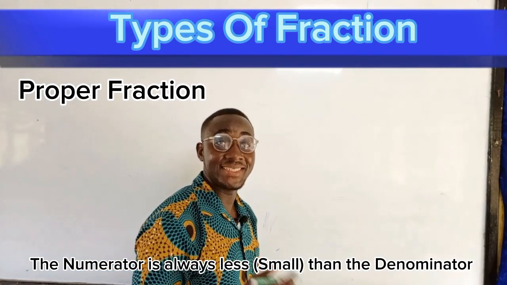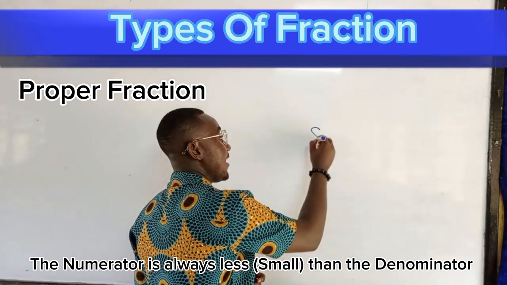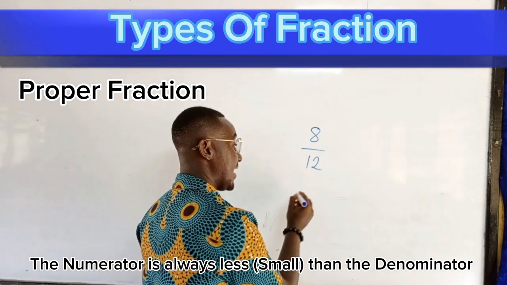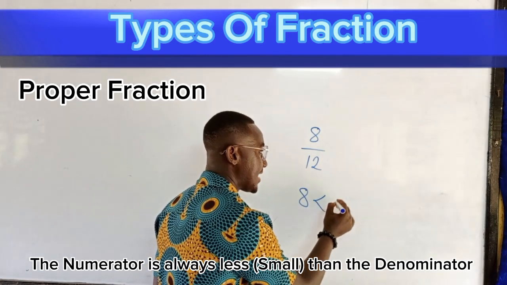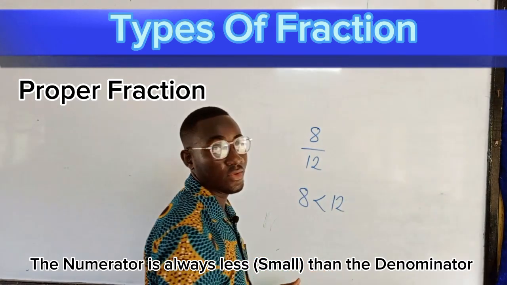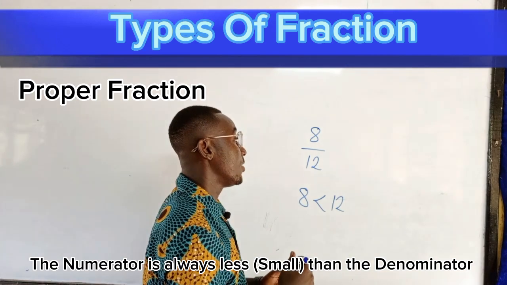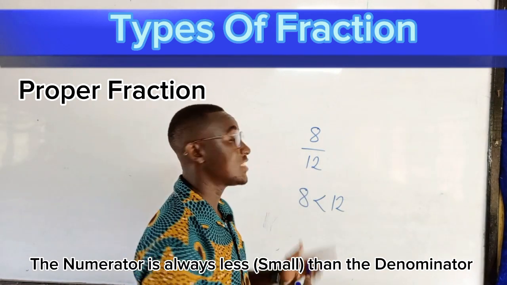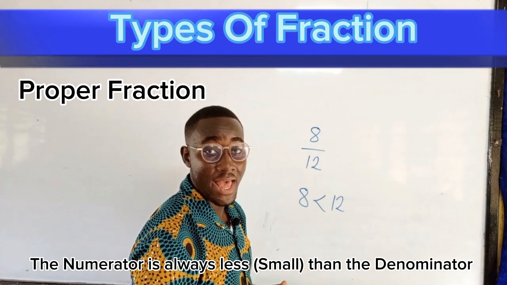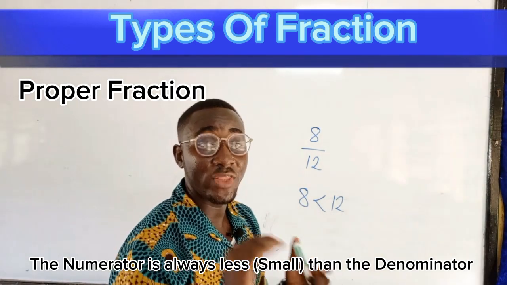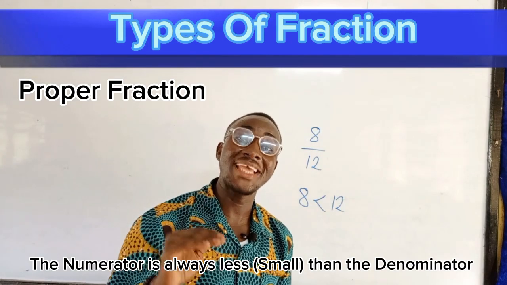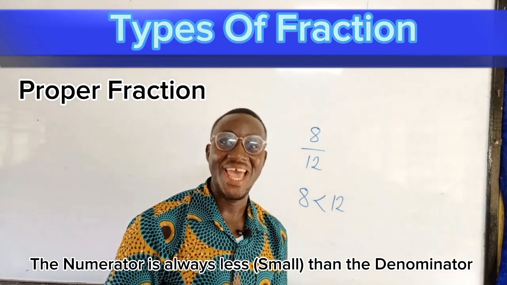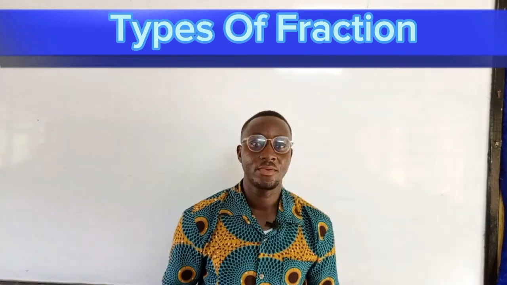So another example is 8 over 12. You realize that the 8 is less than the 12. You get it? Well, you realize that the 8 is a smaller number than the 12. This makes 8 over 12 a proper fraction. So with proper fractions, the numerator is always less than the denominator. That is a proper fraction.